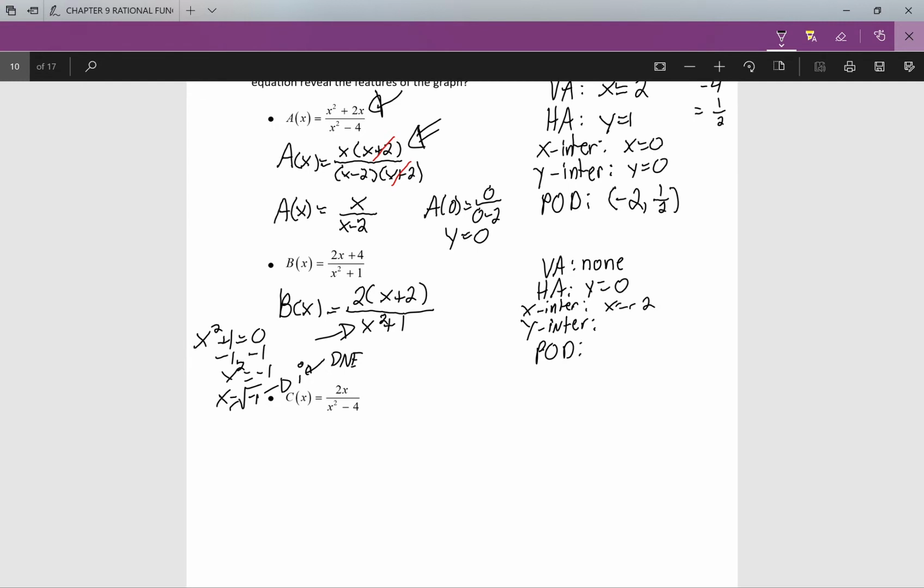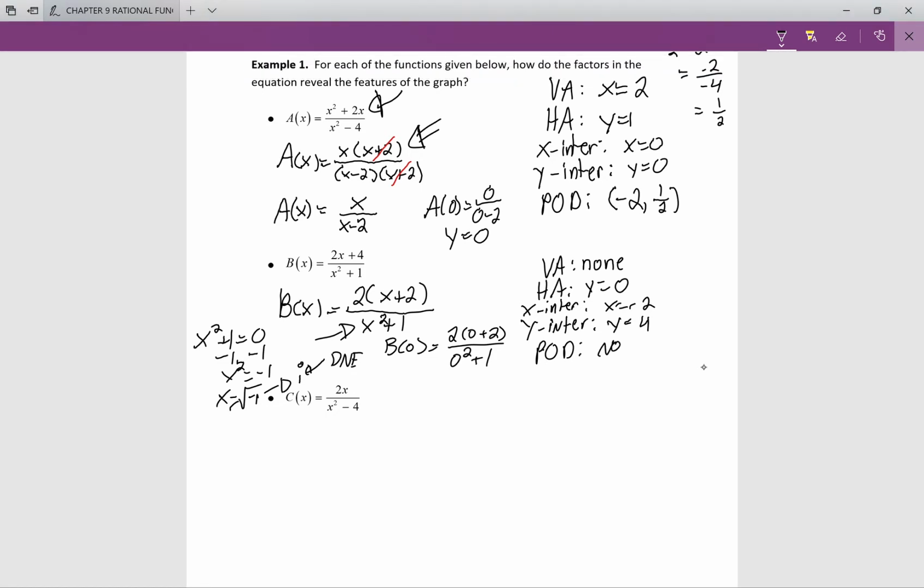My y-intercept is going to be when I substitute x for 0. So we get b at 0 equals 2 times 0 plus 2 all over 0 squared plus 1, which is going to give me 2 times 2 is 4, 0 squared plus 1 is 1, so my y-intercept is going to occur when y equals 4. Finally, my point of discontinuity, as you guys can see, nothing canceled here. Since nothing canceled, I don't have a point of discontinuity.